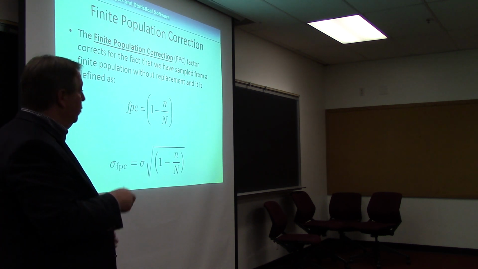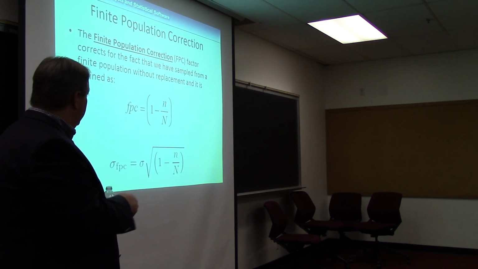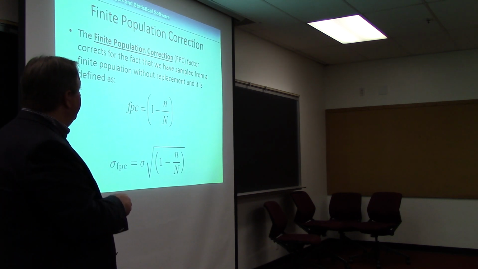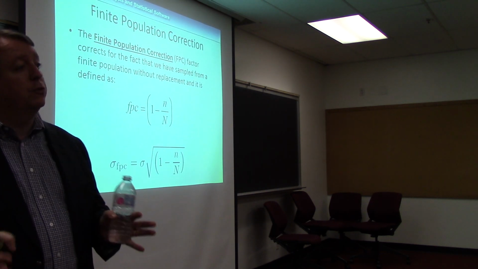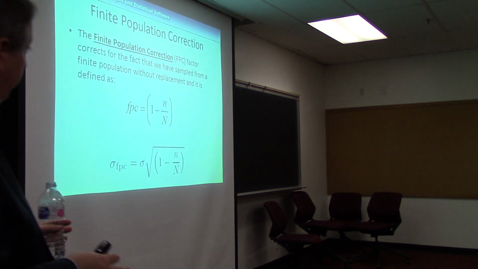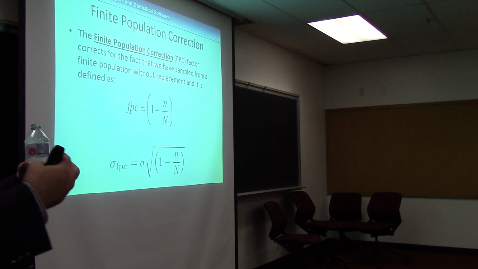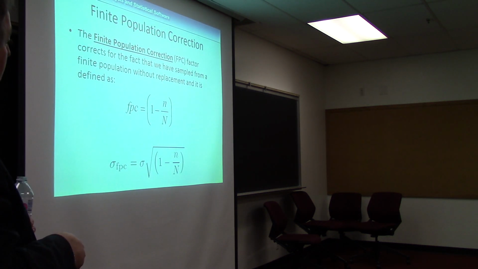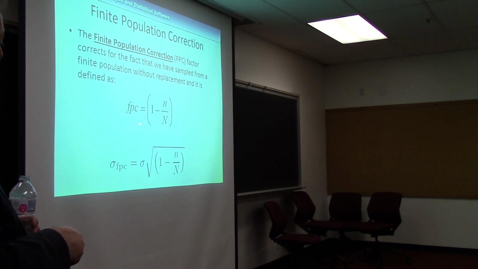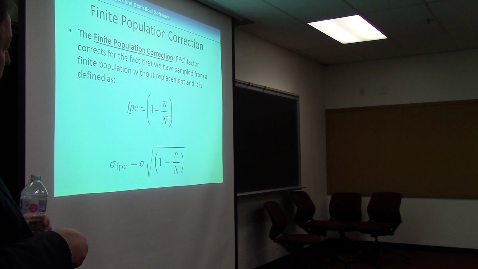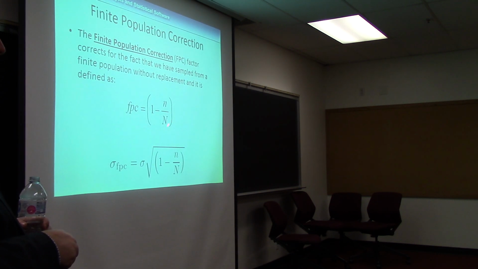And the FPC, and we're not going to dive into all the why of this, but the finite population correction factor corrects for this changing probability, so to speak, or the fact that we've sampled without replacement from a finite population. So the FPC, the finite population correction, is defined as 1 minus little n over big N. Now I have to know big N, right, and little n.